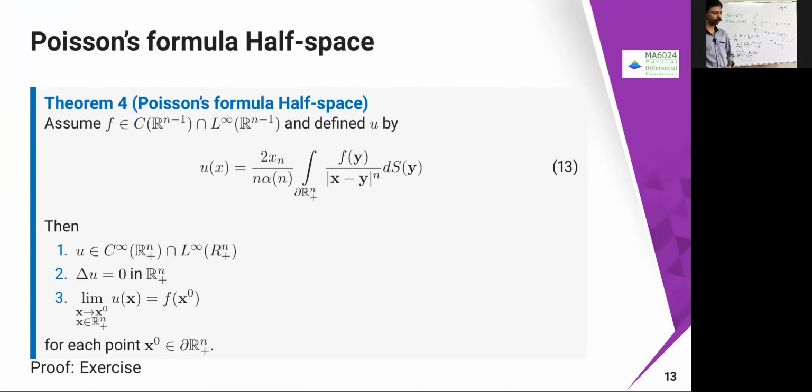U belongs to C infinity means it is infinitely differentiable, intersection L infinity. And then you can prove that Laplacian of u equals 0 and the limit extends to x naught on the boundary. Almost the same kind of things we have proved for the Laplace equation. Here also it is the same. You can just use the previous two theorems and try this. It's not hard, just three inequalities you need to obtain.